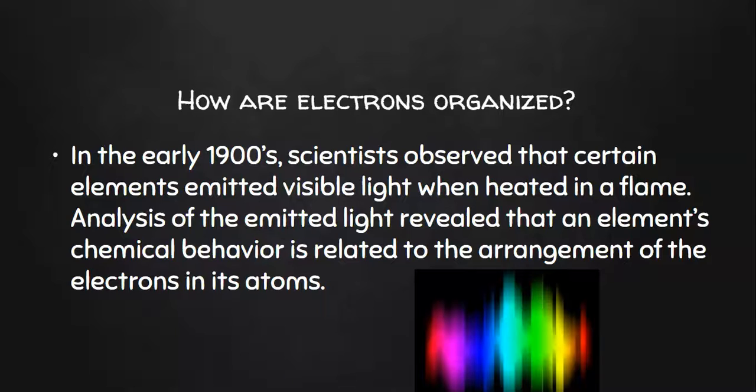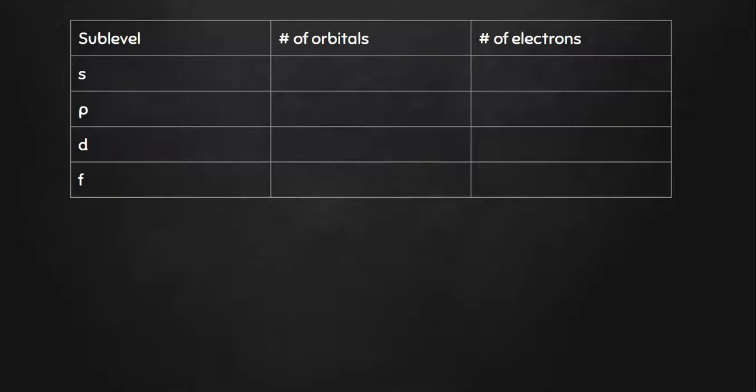All right, so in the early 1900s, scientists noticed that certain elements, when they were put into flame, had a distinctive color. When they analyzed the light, they found out that an element's chemical behavior is related to the arrangement of its electrons. And so each atom has a sort of distinctive color that's produced when it's put into a flame.